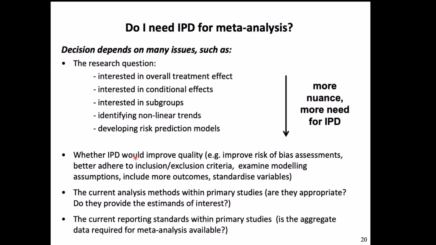Also ask yourself the question, is the IPD going to improve the quality? Like I said, sometimes the IPD allows you to recover information that wasn't reported, like you could have more outcomes. You could standardize outcomes across studies. For example, you could convert from one scale to another. You may be able to improve risk of bias assessments. I'll come on to that. Think about the analysis methods within primary studies and whether you can improve upon them, and the reporting standards. So again, all these things are a thought process you need to think about. Do not just jump in to do an IPD meta-analysis. Really think carefully about whether it's achievable and whether the end product is going to be better than what you could have done without the IPD.